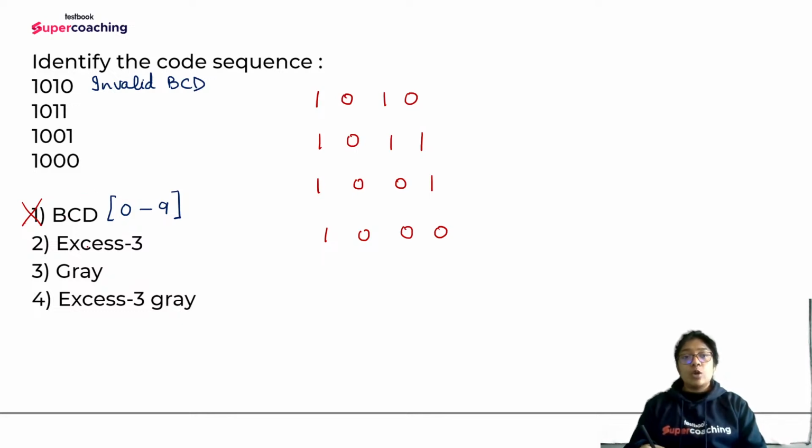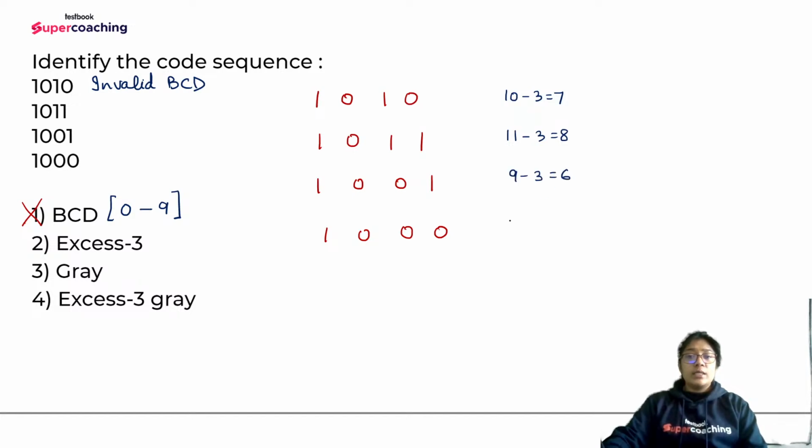So option 1, BCD, cannot be the answer. Let's check for XS3. Is this the XS3 code? Here it is given as 1010, that means 10. If this is XS3, then it would be the XS3 of 7. Then this is 11, so 11 minus 3 is 8. Next in the series comes 1001, that is 9 minus 3.